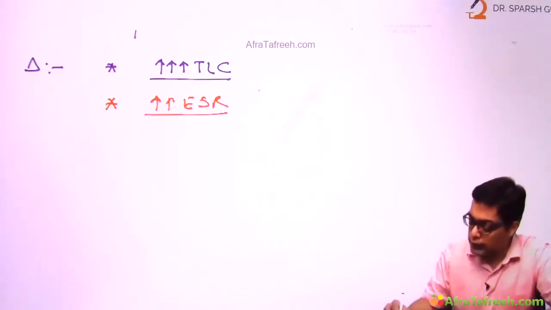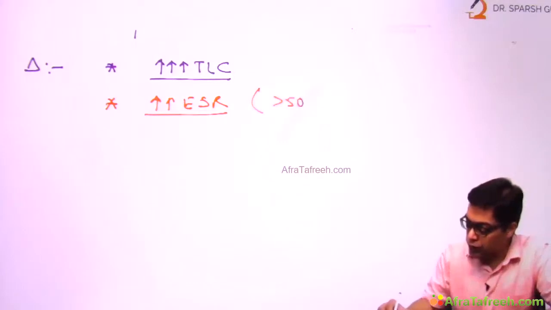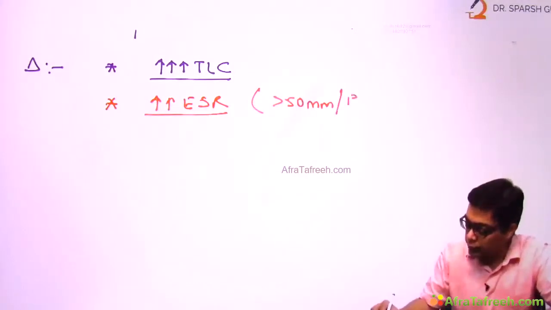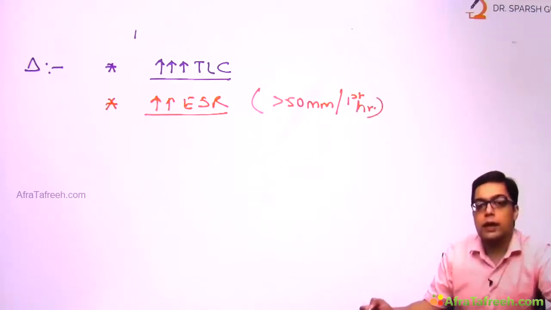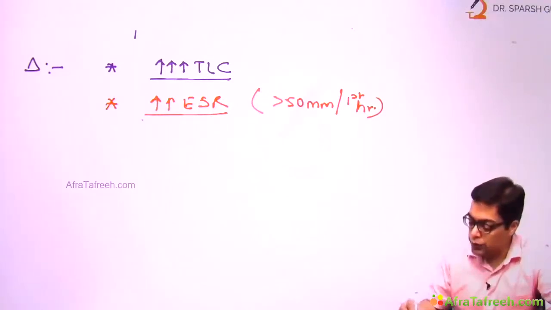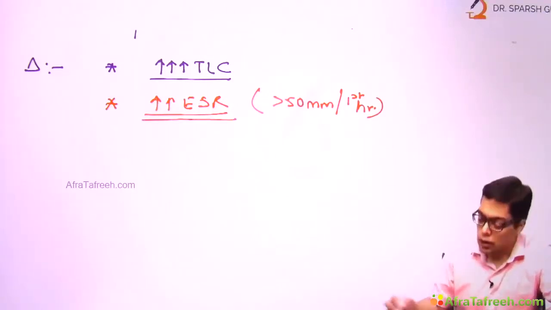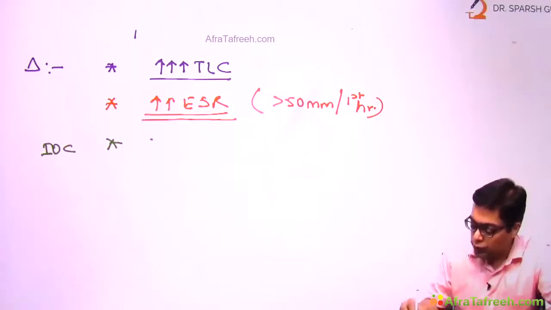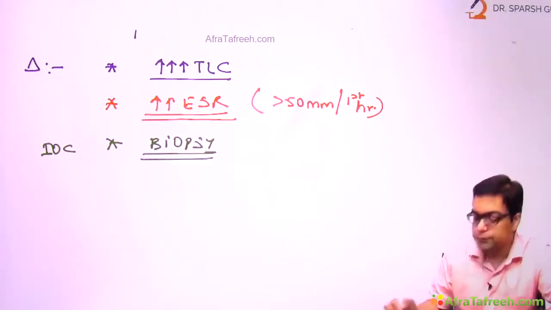Classically, the value of ESR in these patients is going to be extremely high. It may even exceed 50 millimeters in the very first hour itself. So the presence of a high ESR suggests that the patients have an inflammatory condition. However, what we must always remember is that the investigation of choice for confirmation of the diagnosis of this condition is biopsy.